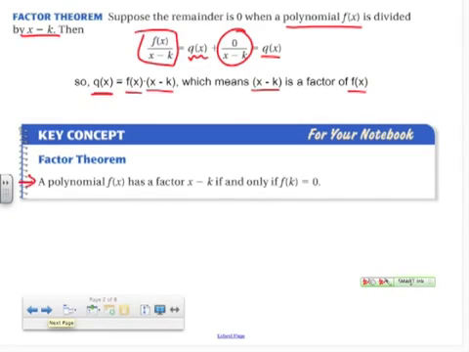And to sum that up, a polynomial f of x has a factor x minus k if and only if, meaning that one doesn't happen without the other, f of k is equal to 0.